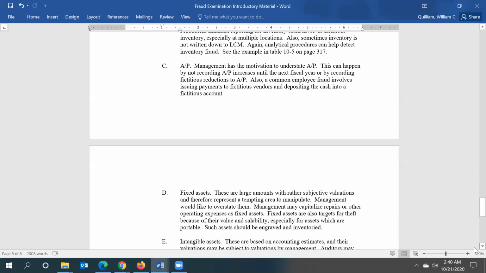Coming to accounts payable, management has the motivation to understate accounts payable. A liability here, management always has the motivation to understate liabilities. And this can happen by not recording accounts payable increases until the next fiscal year. So instead of stepping them up, as with revenue, pushing them back, delaying recording them. Also, by recording fictitious reductions to accounts payable, like a fictitious payment of a payable. And also a common employee fraud involves issuing payments to fictitious vendors and depositing the cash into a fictitious account.